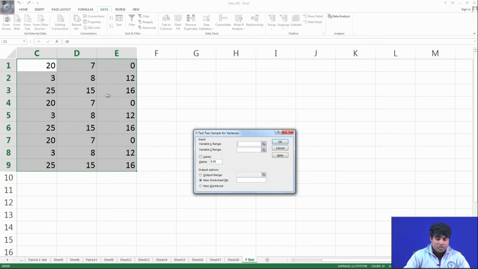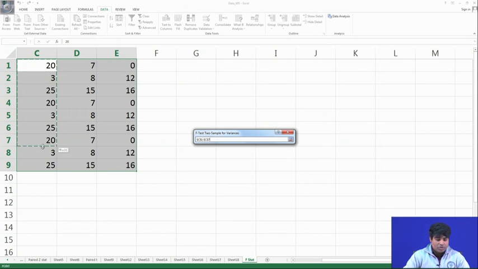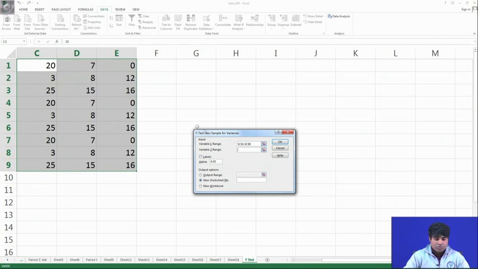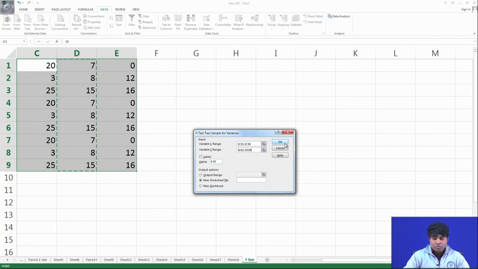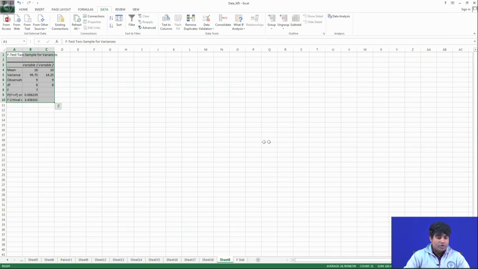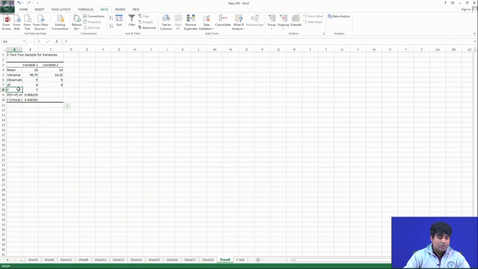So accordingly you have to specify the first sample, and then the second sample, and then just click OK. You will find this is the F distribution table, this is the F critical, and this is the F calculated on the basis of these samples. These are the means of these two variables and the variances of these two variables.